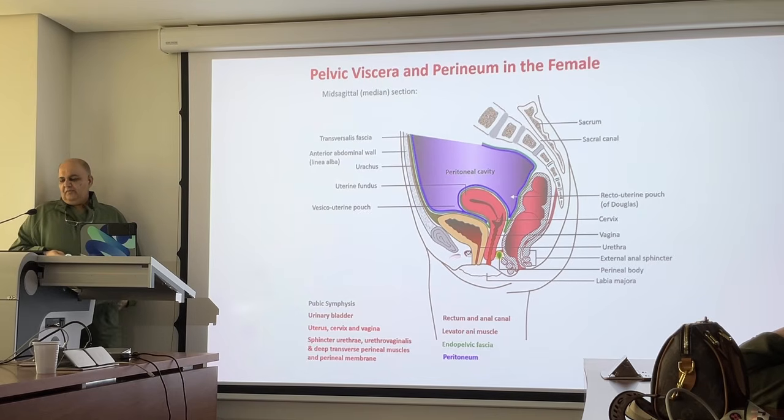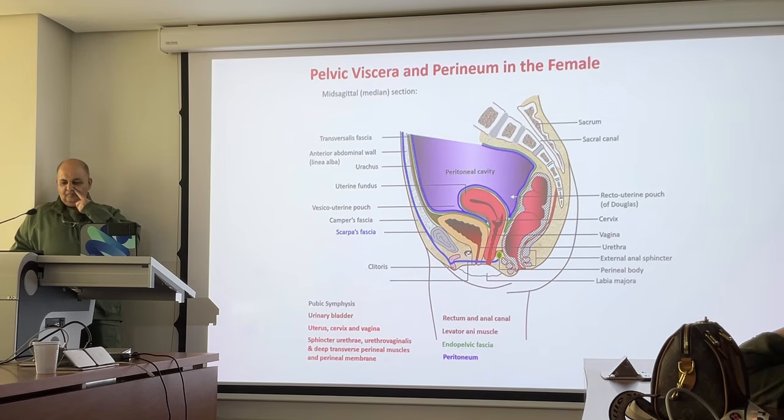This is the vesical pouch, this is the clitoris, and everything is in a packing. Call it Camper's fascia, and there is a Scarpa's fascia. Just ignore it today, it will be useful in our next lecture. The venous plexus.